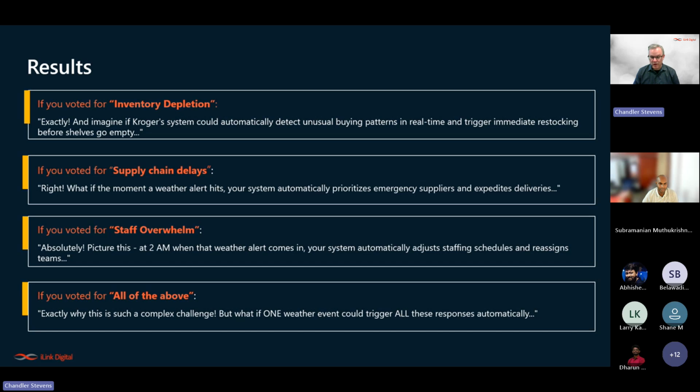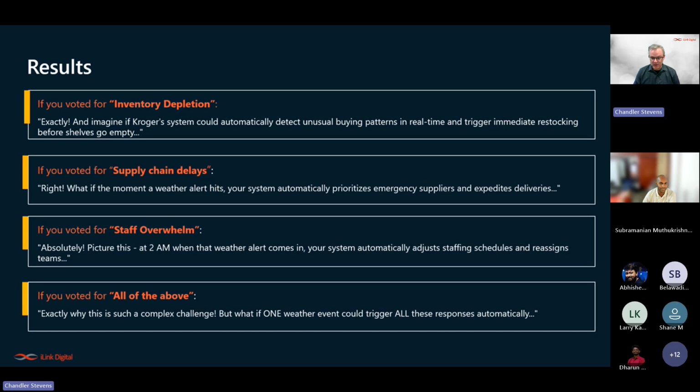What if the moment a weather alert hits, the system automatically prioritizes emergency supplies and expedites deliveries without any human intervention? For those of you who looked at it from a staff overwhelmed perspective, you absolutely get it as well. Picture this scenario. It's 2 a.m. when that weather alert comes in and your system automatically adjusts staffing schedules and reassigns teams based on predicted demand, keeping people safe, and more importantly, making sure that resources are applied where necessary.